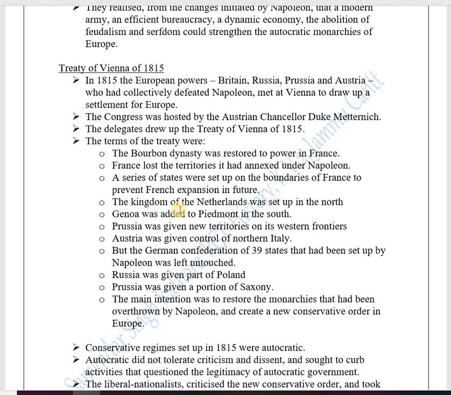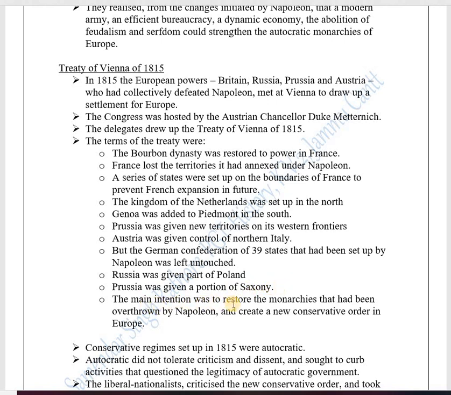Now the Kingdom of Netherlands was set up in the north. Genoa was added to Piedmont in the south. Prussia was given new territories on its western frontiers. Austria was given control of northern Italy, but the German Confederation of 39 states that had been set up by Napoleon was left untouched. Russia was given parts of Poland. Prussia was given a portion of Saxony.